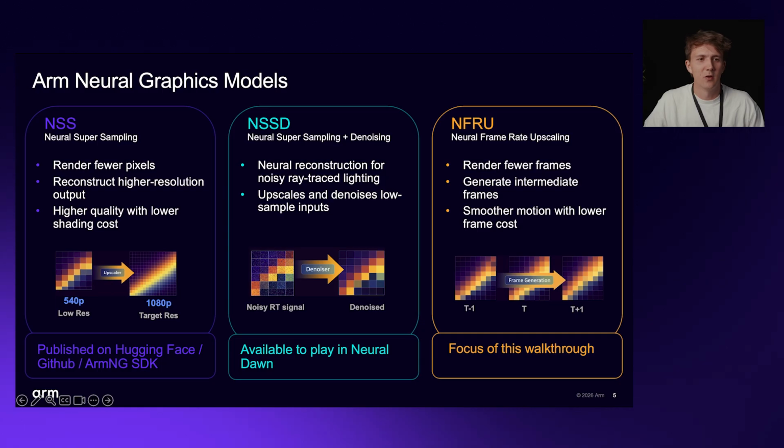Secondly, we have NSSD, or neural supersampling and denoising. And this is where we additionally added ray trace denoising to NSS neural supersampling. So this combines the supersampling and denoising into one combined step, and you'll be able to play around with this in the upcoming release of Neural Dawn, which is a game that we are releasing in collaboration with our partners at Sumo Digital, and it should be a really exciting demonstration of these technologies. And then finally, NFRU, or Neural Frame Rate Upscaling. So this generates an interpolated frame, enabling more frames to be generated at a lower cost than rendering everything at full resolution renders. And this will be the topic of today's walkthrough and technical deep dive.